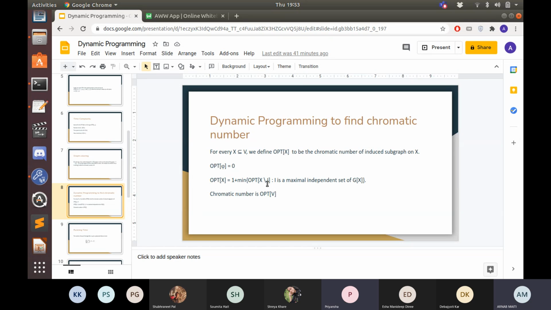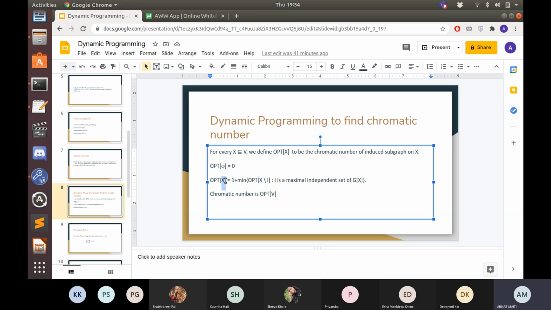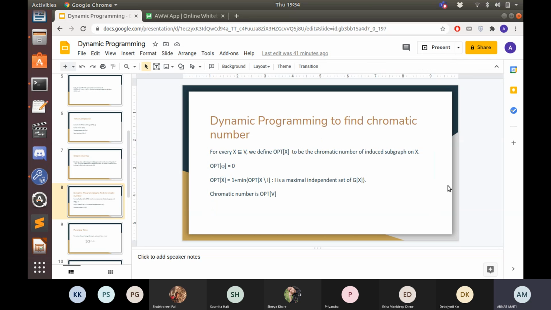So, can someone tell me? The earlier way we calculated the time complexity won't be of that much use now. We have to go to a different sort of analysis, which is simple. Can someone tell me, for a set X of size I, how many independent sets can there be?